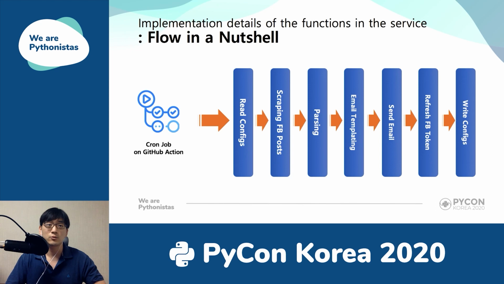The next step is to inject the parsed data into an email template, which consists of HTML and CSS. The injection is done through the Jinja2 library. The next step is to send out the formed email template to the subscribers. At this point, the main goal will be achieved nicely. But as you can see, there are two additional steps: refreshing the Facebook token and writing configurations.